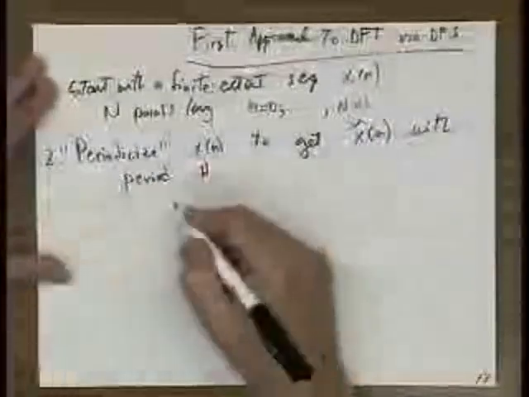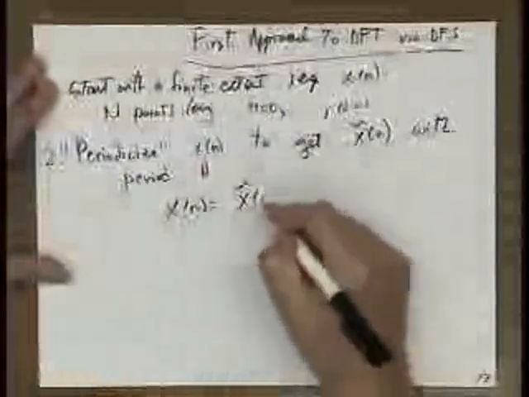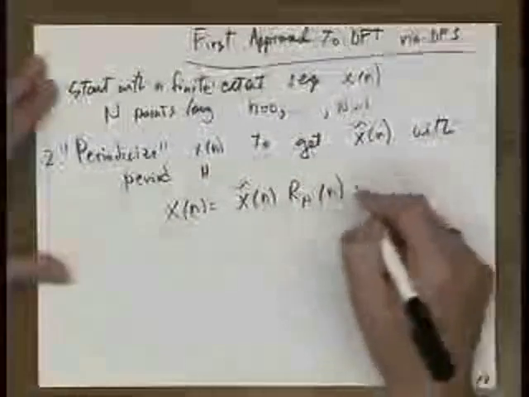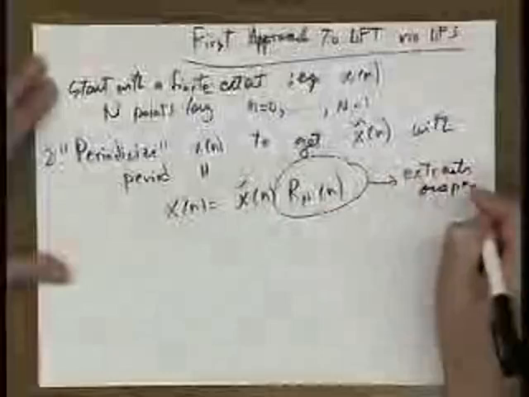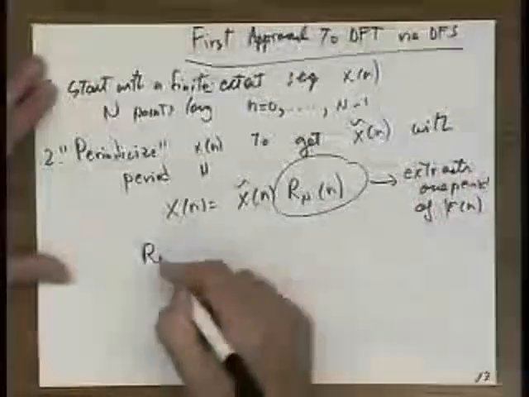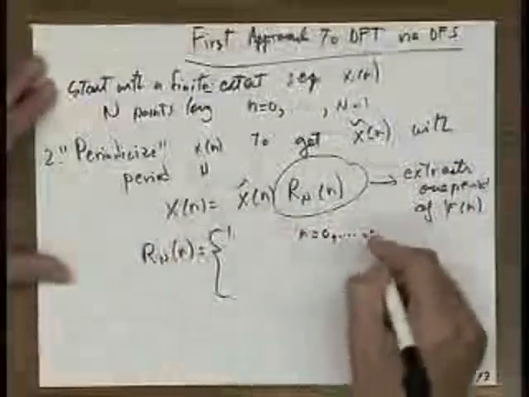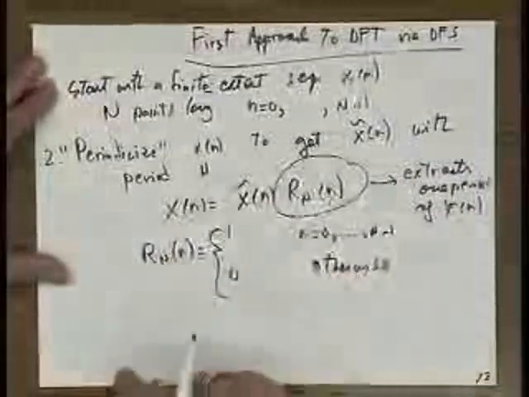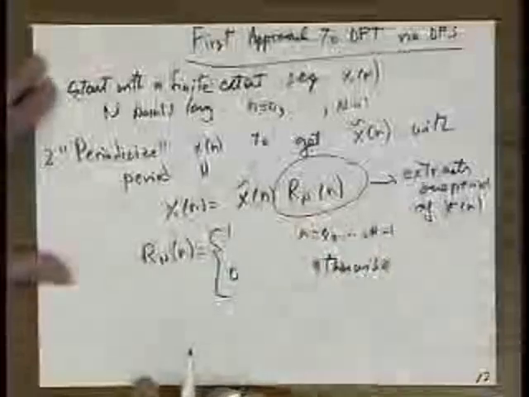Okay? So then essentially x of n is just one period of x tilde of n. It's x tilde of n times this function which I call r sub N of n, and what this guy does is extract one period of x tilde of n. And what's the definition of it? Well, r sub N of n is equal to 1 when n is equal to 0 all the way to N minus 1, and is equal to 0 otherwise. That's how it extracts one period of this guy. It just keeps the first N points and throws away everything else. Okay?